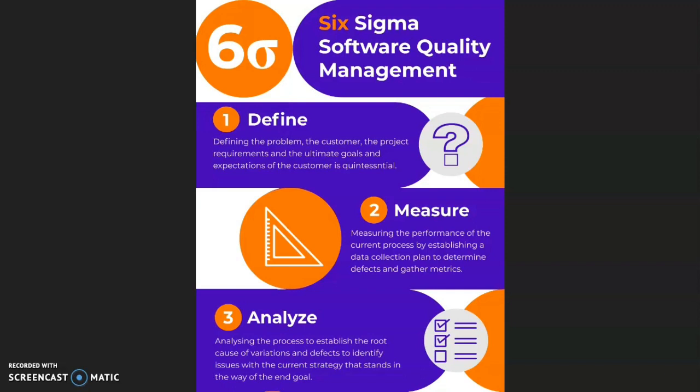It stands for analyzing the process to establish the root cause of variations and defects to identify the issues with the current strategy that stand in the way of the end goal. The purpose of this step is to identify, validate and select root cause for elimination. A large number of potential root causes of the project problem are identified via root cause analysis. The top 3 to 4 potential root causes are selected using multi-voting or other consensus tool for further validation.